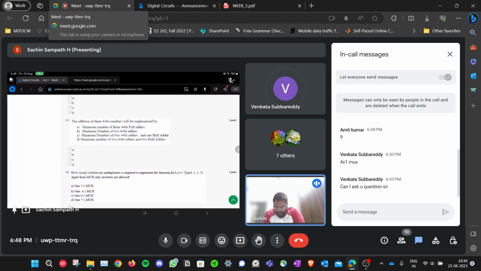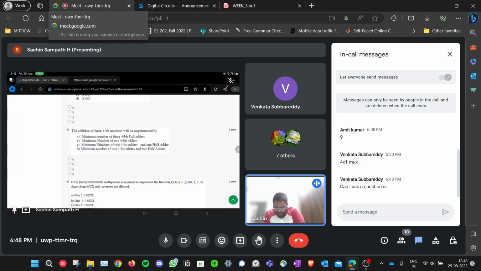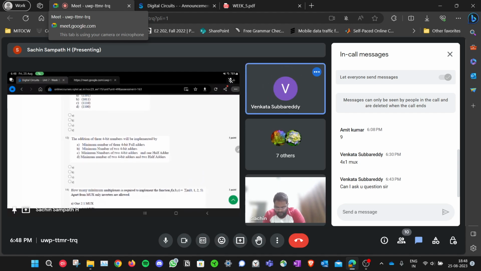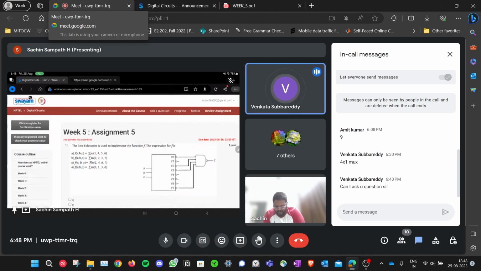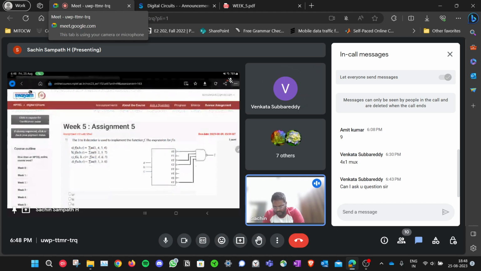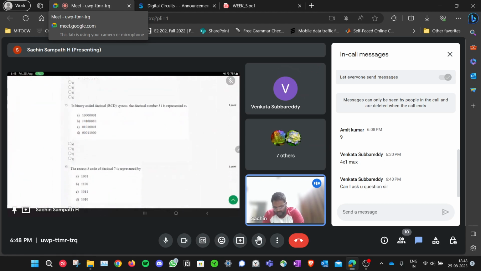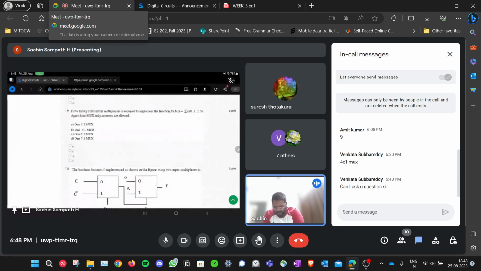They have given 4-bit adder, right? In options B, C, and D, they haven't said 4-bit full adders. They have said 4-bit adders. So maybe the first option also they meant adders. I'm not sure. You'll have to ask in the discussion group. There's an option called ask a question, right? Maybe try asking there what they mean by 4-bit full adder.